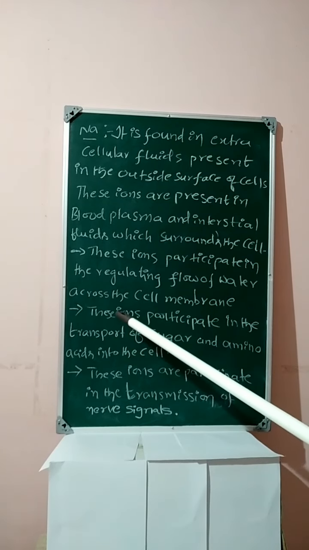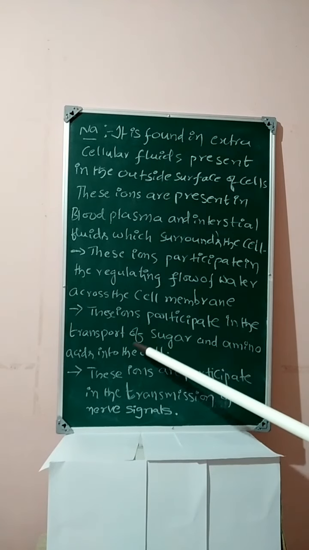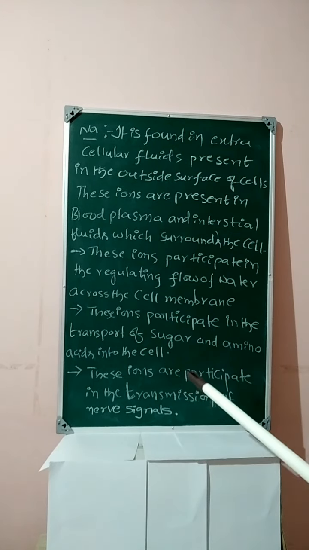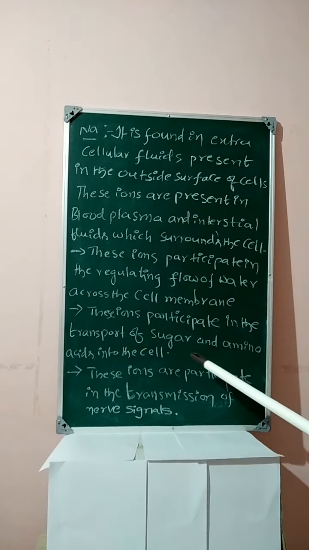Third one, student. These ions, that is sodium ions, participate in the transport of sugar and amino acids into cells. The cells require energy, which they get by using sugar and amino acids. By using sodium ions, the sugar and amino acids are transported into the cell, which can supply energy to the cell.